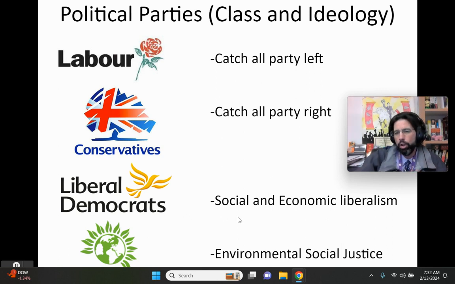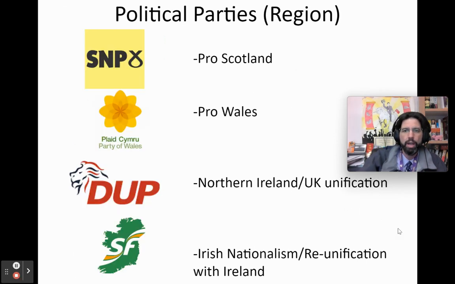The Liberal Democrats are also based on social equality, but also economic freedom, and so they're kind of a centrist party. And then the Greens are this environmental social justice party. Neither one is really huge. There's also the regional parties. We have the Scottish National Party, which is very pro-Scotland. We have Plaid Cymru, which is very pro-Welsh. The Scottish party is actually the third largest party. The pro-Welsh one is very small.